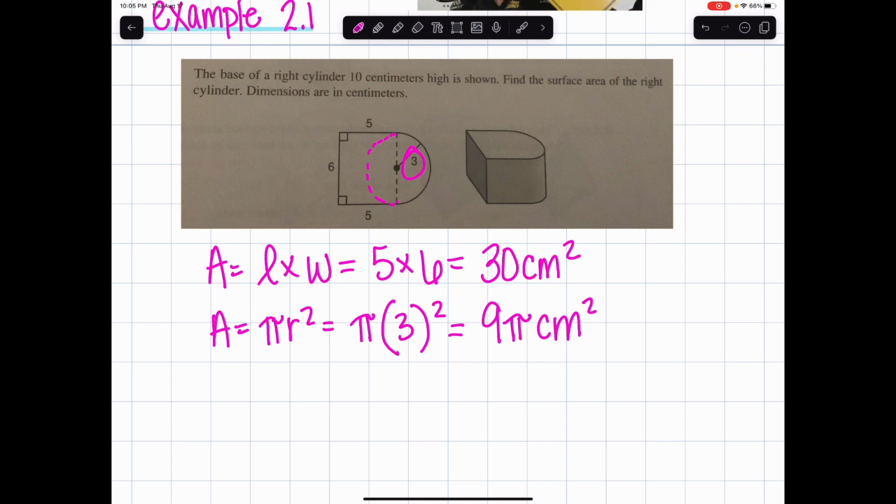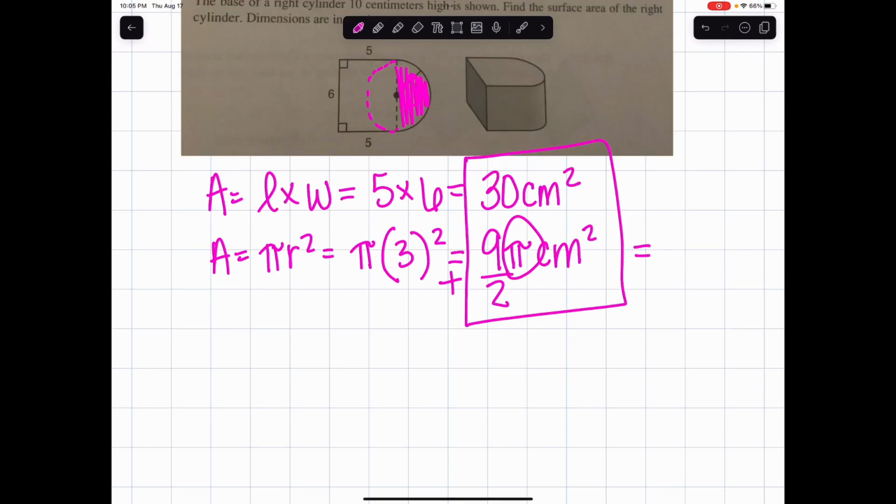However, it's not 9 pi because this is only half of a circle, not the whole circle. So I have to make that 9 over 2 pi. Okay, now I add these things up. If you do the math on that, just add that up.